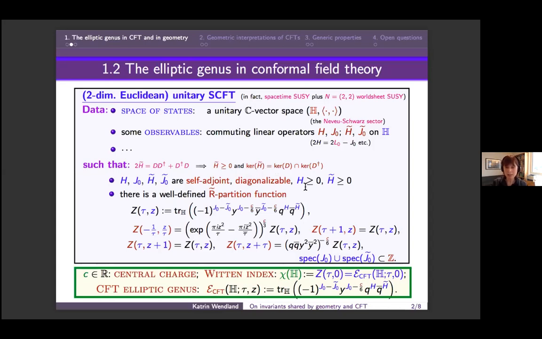So this means that when we evaluate Z, the capital Z, at little z equal to zero, then we're actually taking a trace over the intersection of the kernel of H and H tilde. So actually both these contributions are one. We're just adding pluses and minuses and we get an integer. And that's an invariant of a conformal field theory called the Witten index.